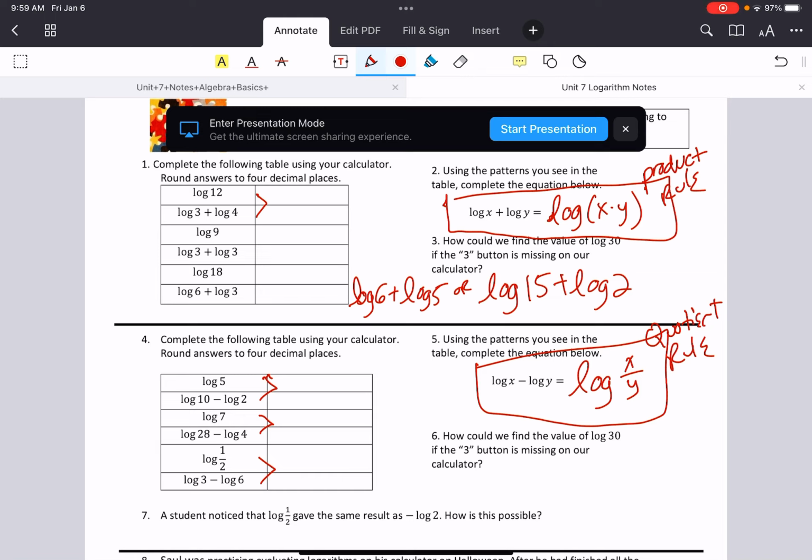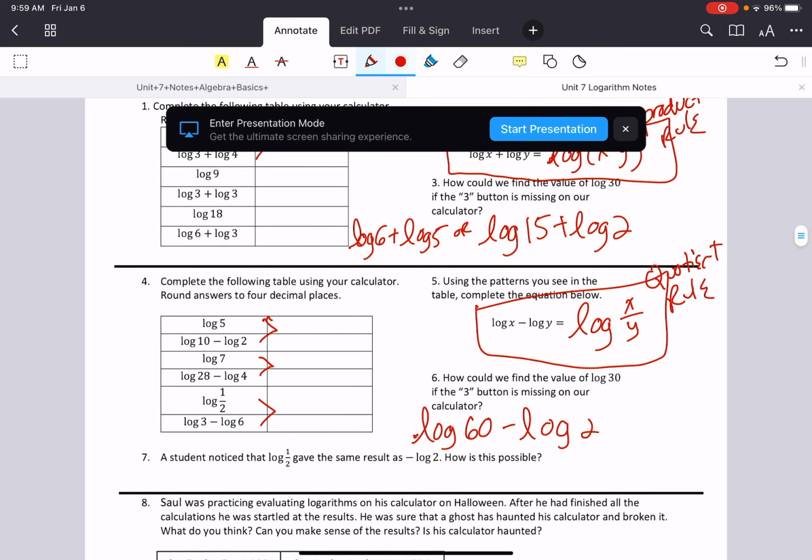Okay, so this one would be a similar thing, right? Like log, what did you guys come up with? 60 and then minus log 2. Great. I kept thinking 90 and 3, and then I'm like, wait a minute, that uses the 3 button. Okay, that's a good example. There's lots of things that could have worked for that, right? But as long as they divide to be 30, that's all you need, okay? Very good.